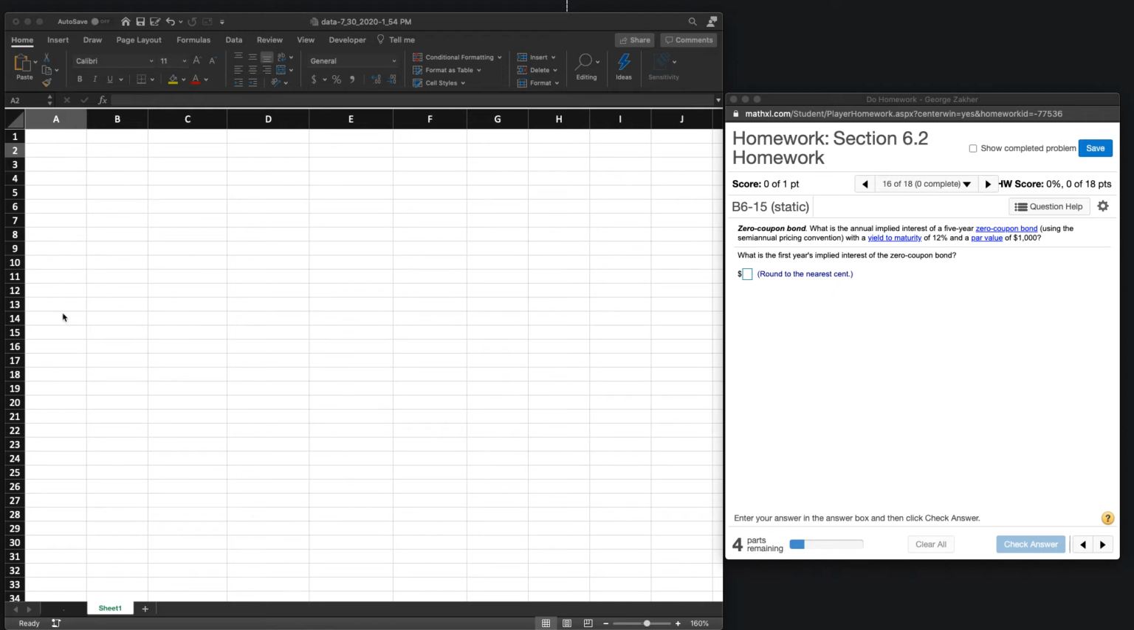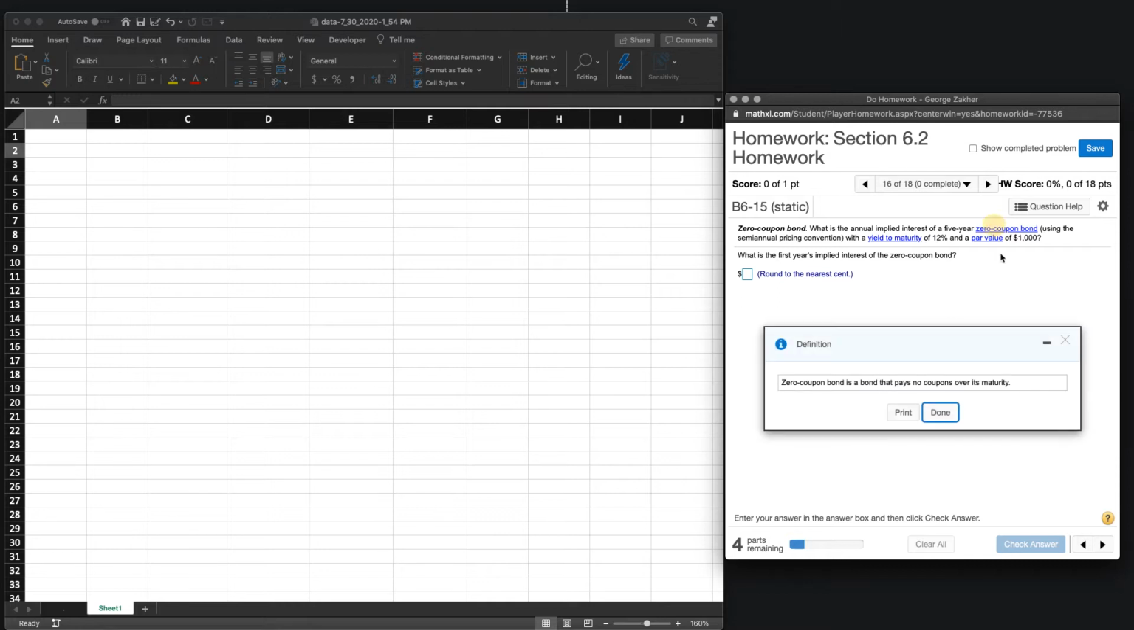Everyone, let's take a look at section 2.2. We'll continue looking at this section and investigate zero coupon bonds. So if you don't remember what a zero coupon bond is, well, it's a bond that pays no coupons over its maturity. So that's no periodic payments being made.